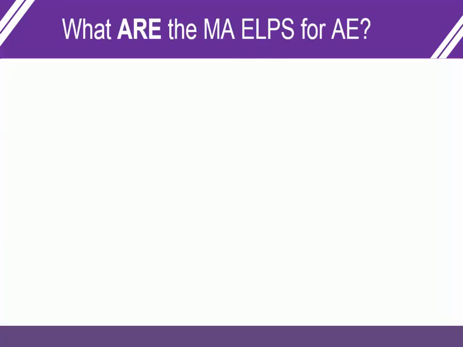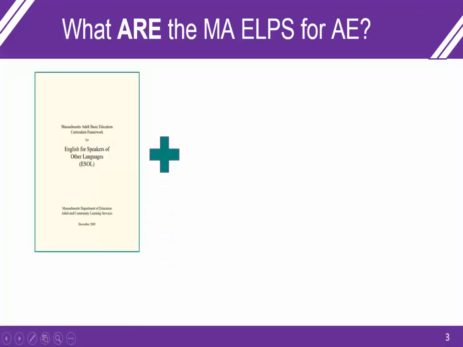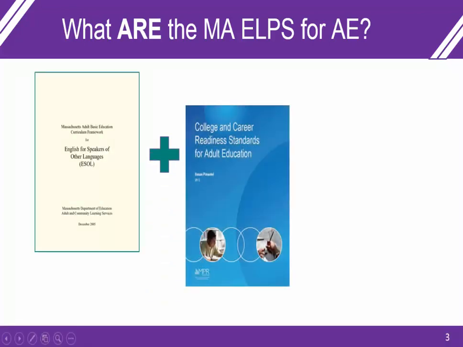What are the Massachusetts ELPs for adult ed? They are a single set of standards or objectives for adult English language learners to work towards that will help them develop both their language skills and their college and career readiness skills.